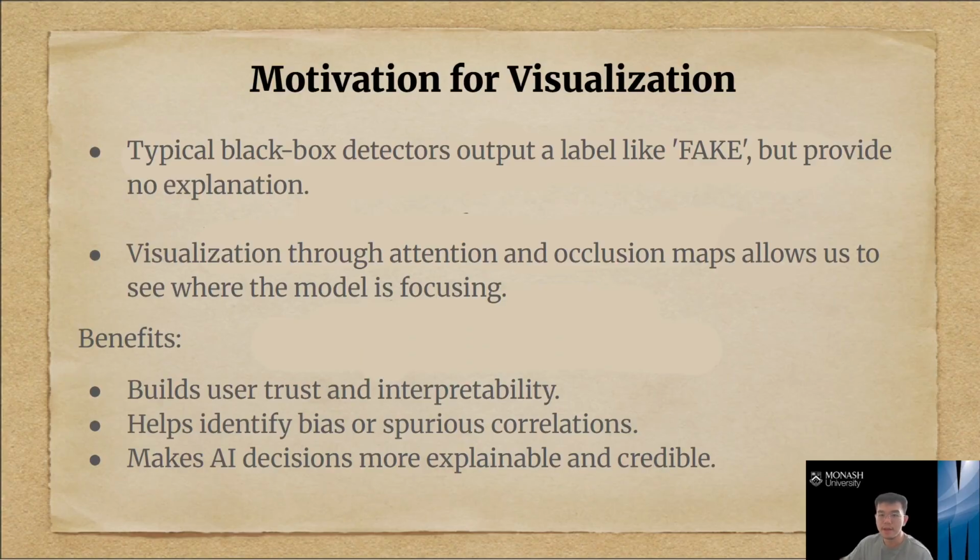Let's see. Most deepfake detectors are black boxes. They give you a label like fake, but never explain why. By adding visual interpretability, such as attention and occlusion maps, we can literally see where the model is looking. These visualizations highlight the exact regions, for example around the eyes or mouth, that influence the model's judgment. This not only helps us confirm that the detector is focusing on meaningful facial areas, but also helps researchers identify any potential bias or over-reliance on irrelevant cues. In short, visualization transforms a simple prediction into an evidence-based explanation, which is essential for building trustworthy AI systems.